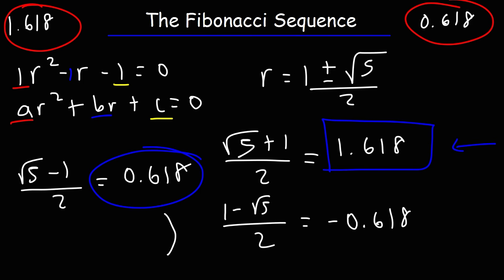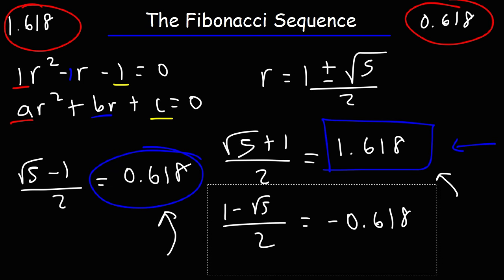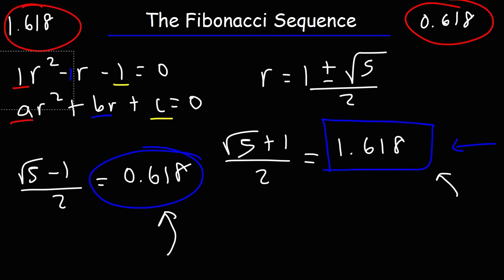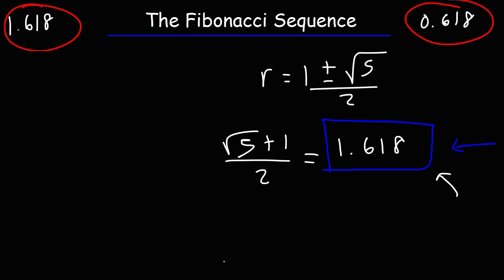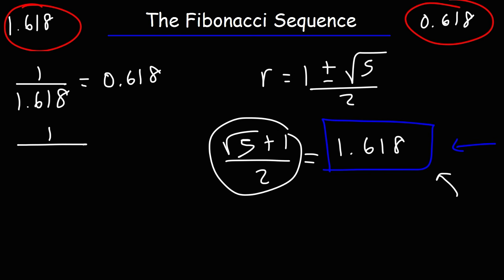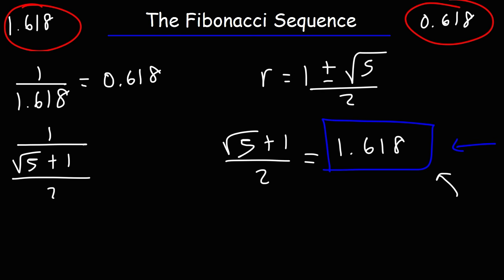Now there is another way you can get this number from this number, and it's by taking the reciprocal of it. If you take 1 and divide it by 1.618, you're going to get 0.618. So if you were to take this number and put it under 1, here's how you can get the other number, or at least the exact value of the other number. So that's what we have right now.